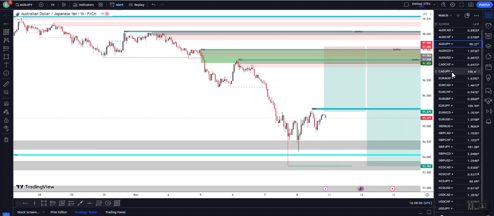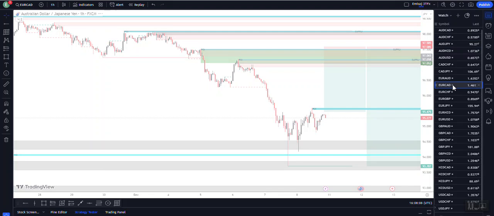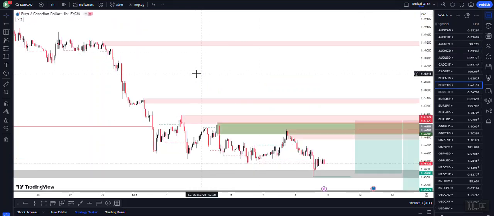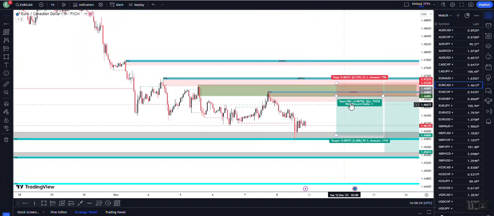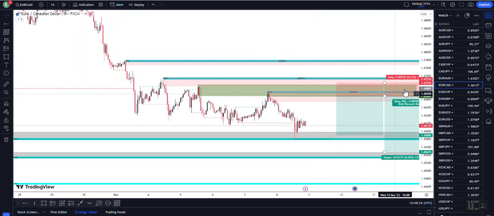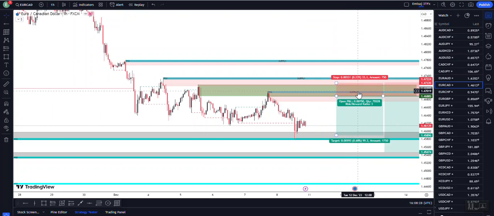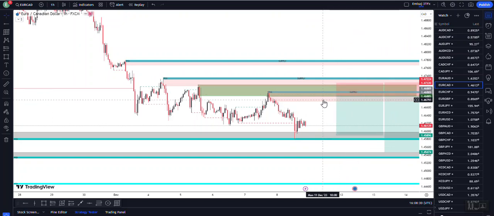Another pair I'm looking at is Euro CAD. So Euro CAD is also a sell. You can see we're on a downtrend, and here we have our supply together with an order block. We have seen a break of structure. I'm expecting the price will pull back into this level, then I'll take my entry with the criteria being met, right?